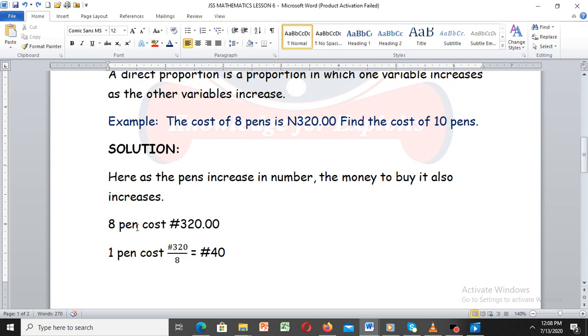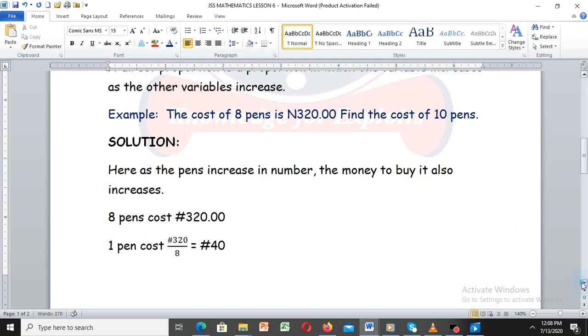So 8 pens cost 320 naira. 1 pen will cost 320 divided by 8, which will give us 40 naira. So 1 pen will give us 40 naira. 8 pens will give us 8 times 40, which is 320.